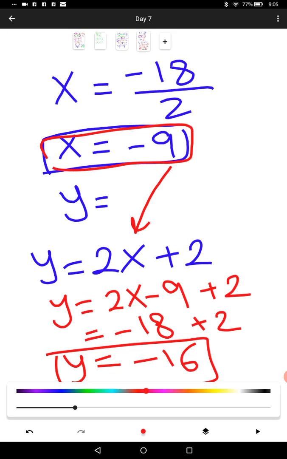So the last step is to write your answer as an ordered pair. Start with x and then write y. This is the solution for this system of equations: (negative 9, negative 16). It's true for the first and for the second. If you plug in x equals negative 9 and y equals negative 16 in the first and in the second equation, this will be true.